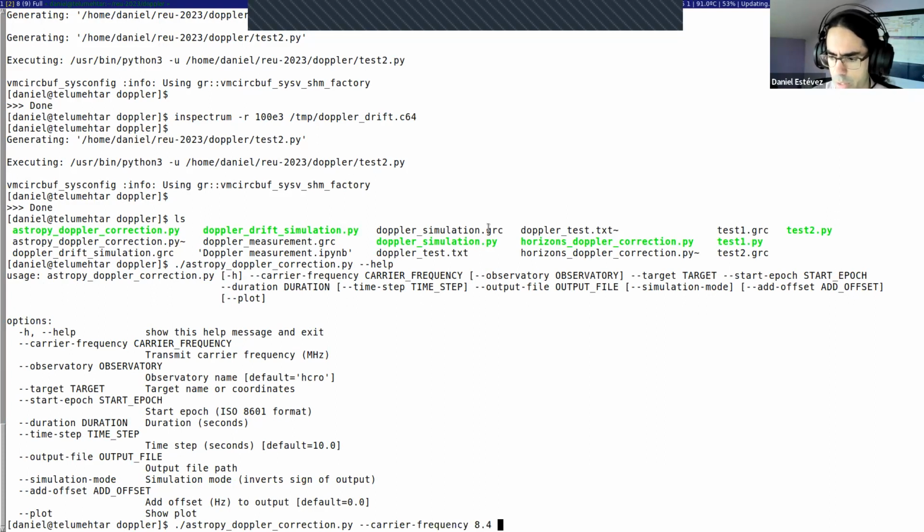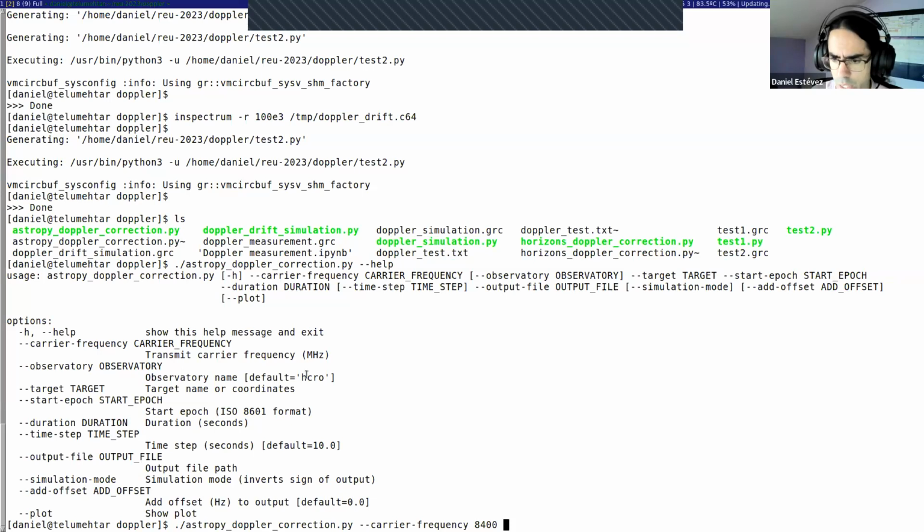I'm going to go with 8.4 gigahertz. So that would be 8,400 megahertz. This is a usual frequency for spacecraft. So if you are receiving spacecraft, especially if they are in deep space, they will be around this frequency.